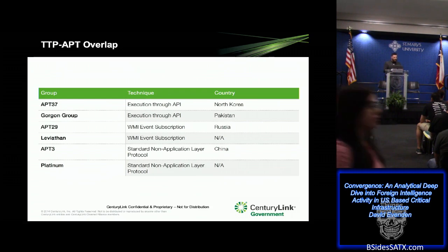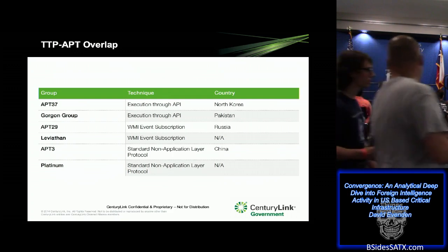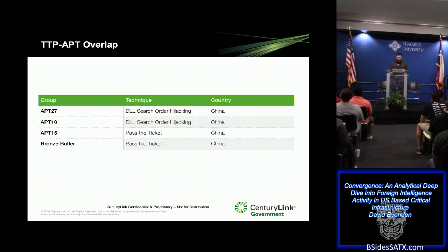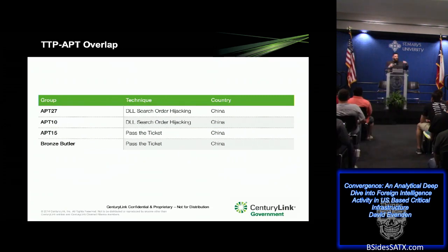So North Korea, Pakistan. Actually, I got these slides out of the way. These are the non-potential sharing groups. So let me go forward then. Okay, so here we go. So these are our potential sharing groups, like DLL search order hijacking, APT 27 and 10. Looks like they're sharing TTPs. Well, great. They're both in China. Of course they're sharing TTPs. That's not very helpful. So Pass the Ticket, for instance, APT 15 and Bronze Butler, both in China. Of course they're sharing that. They're probably being trained by the same group.